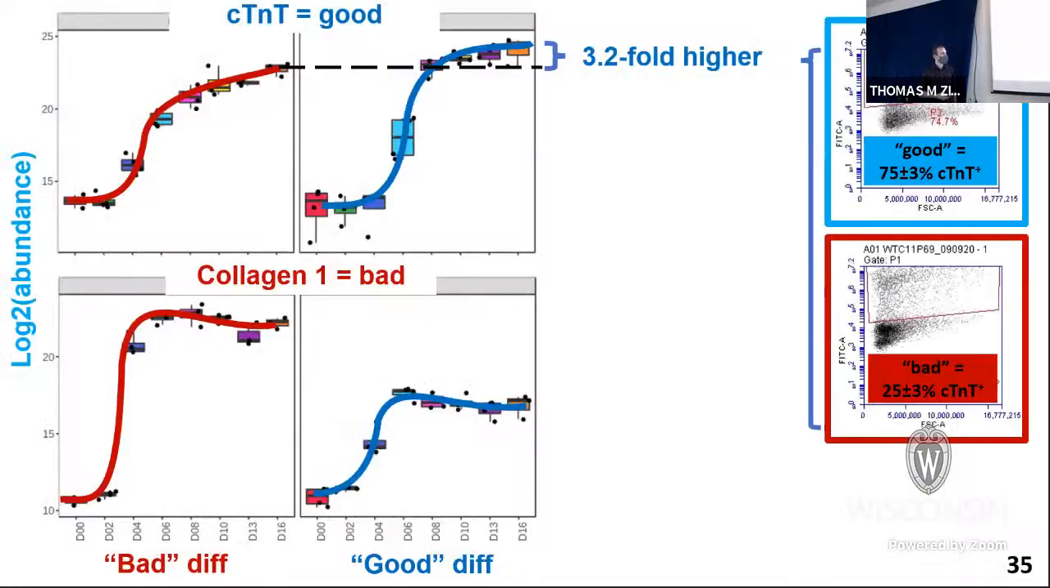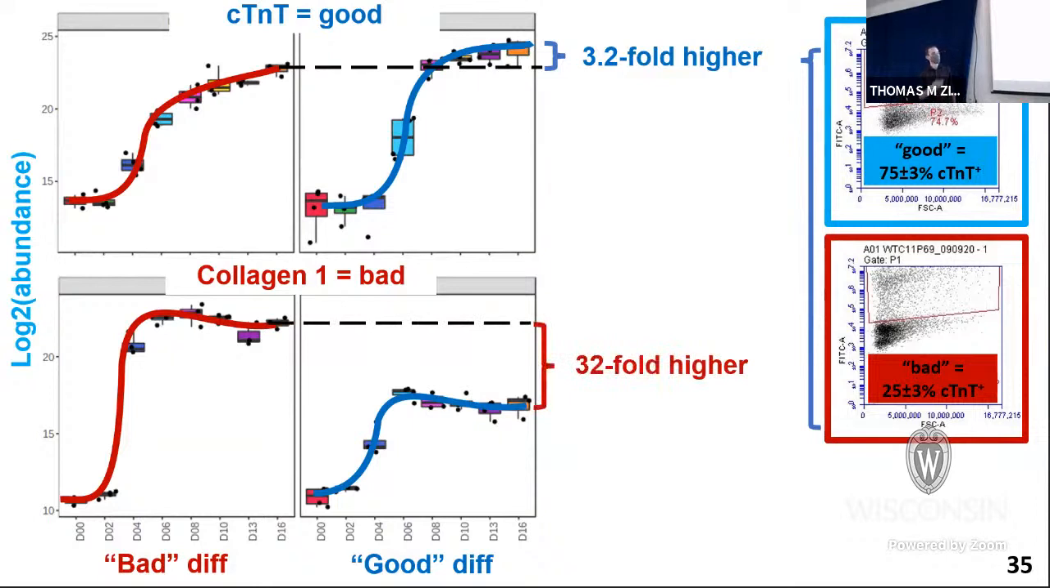specific protein, in our good differentiation versus our bad differentiation at the end, which is what we'd expect since we have more cardiomyocytes in a good versus a bad, right? In fact, we see a 3.2-fold higher expression level of cardiac troponin T at our final time point in the good versus the bad, which corresponds quite well with our 3-fold higher purity of cardiomyocytes in the good versus the bad differentiation.